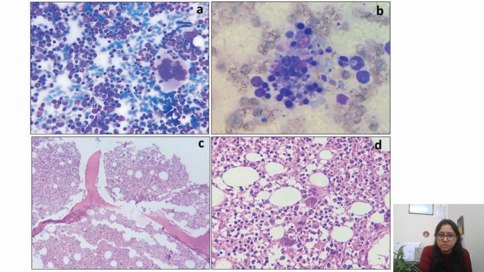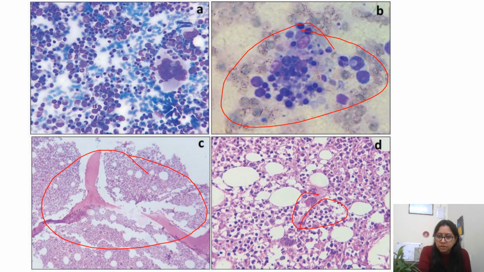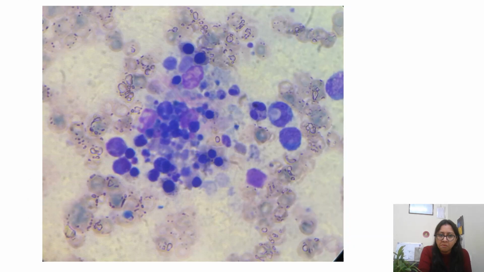Here you can see this is a smaller image of the previous one which I showed you. So this is evidence of hemophagocytosis. This is a bone marrow biopsy section. Here you can see a cellular marrow with all the elements. This also shows scattered hemophagocytosis. This is a larger view, I wanted to show you how intact cells are coming inside in hemophagocytosis.